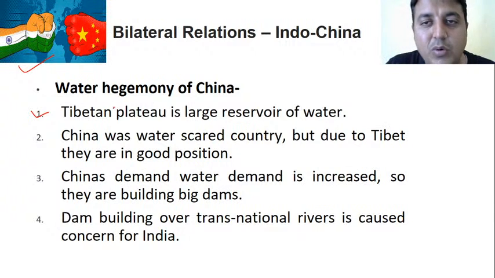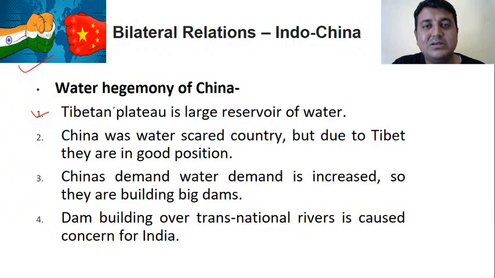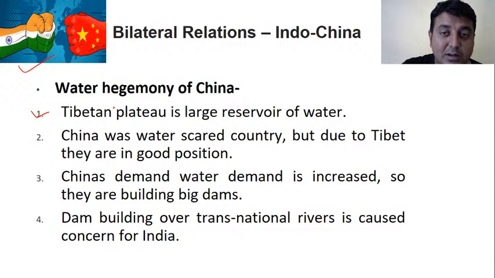Mansarovar, everybody knew about that. The Satluj river is there, the Indus from that area, along with the Brahmaputra. The origin of these rivers is in this Tibetan plateau. So a huge water resource is there in Tibet and China is tapping that opportunity. As I mentioned, China is a water scarce country historically, but due to Tibet they are in a good position.